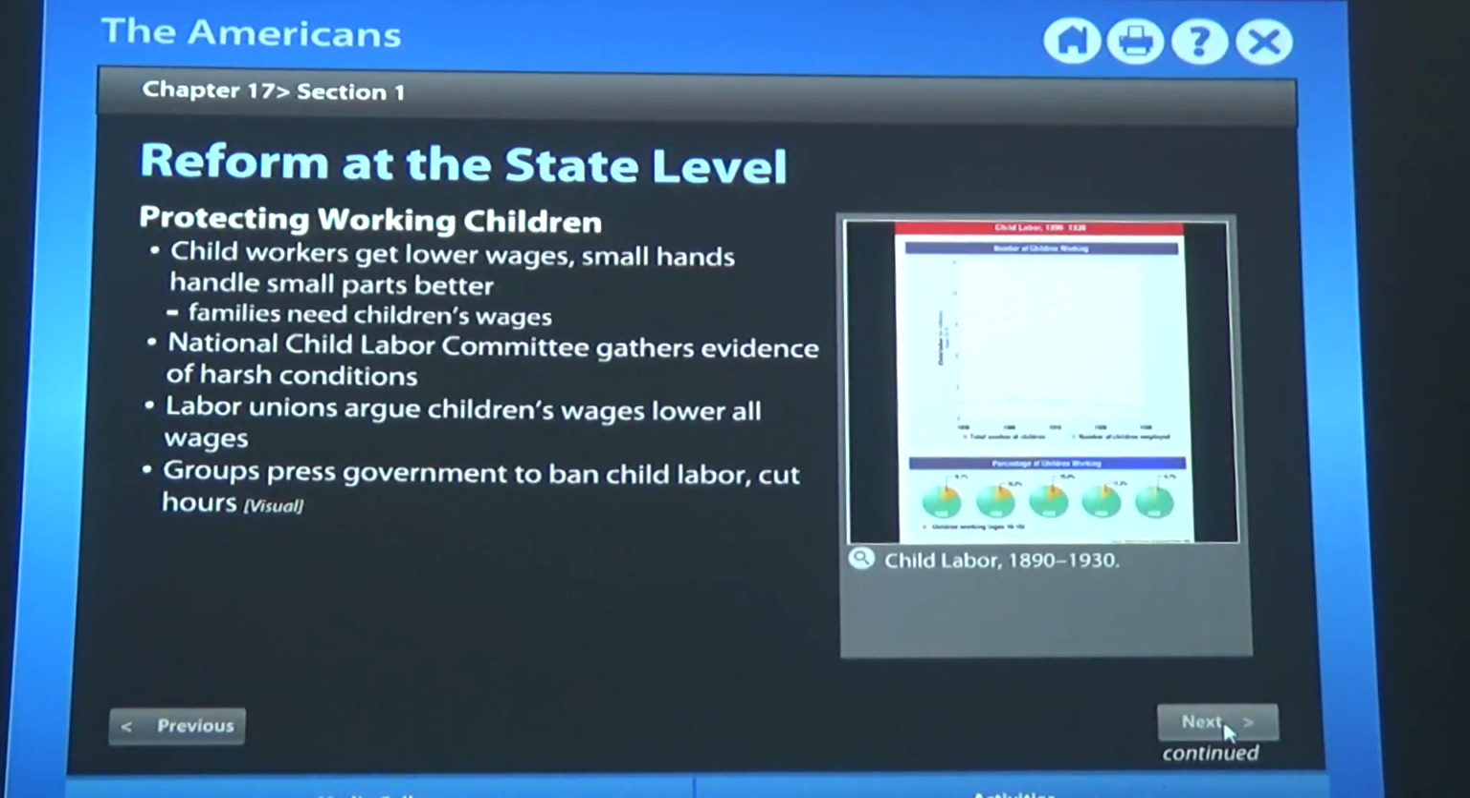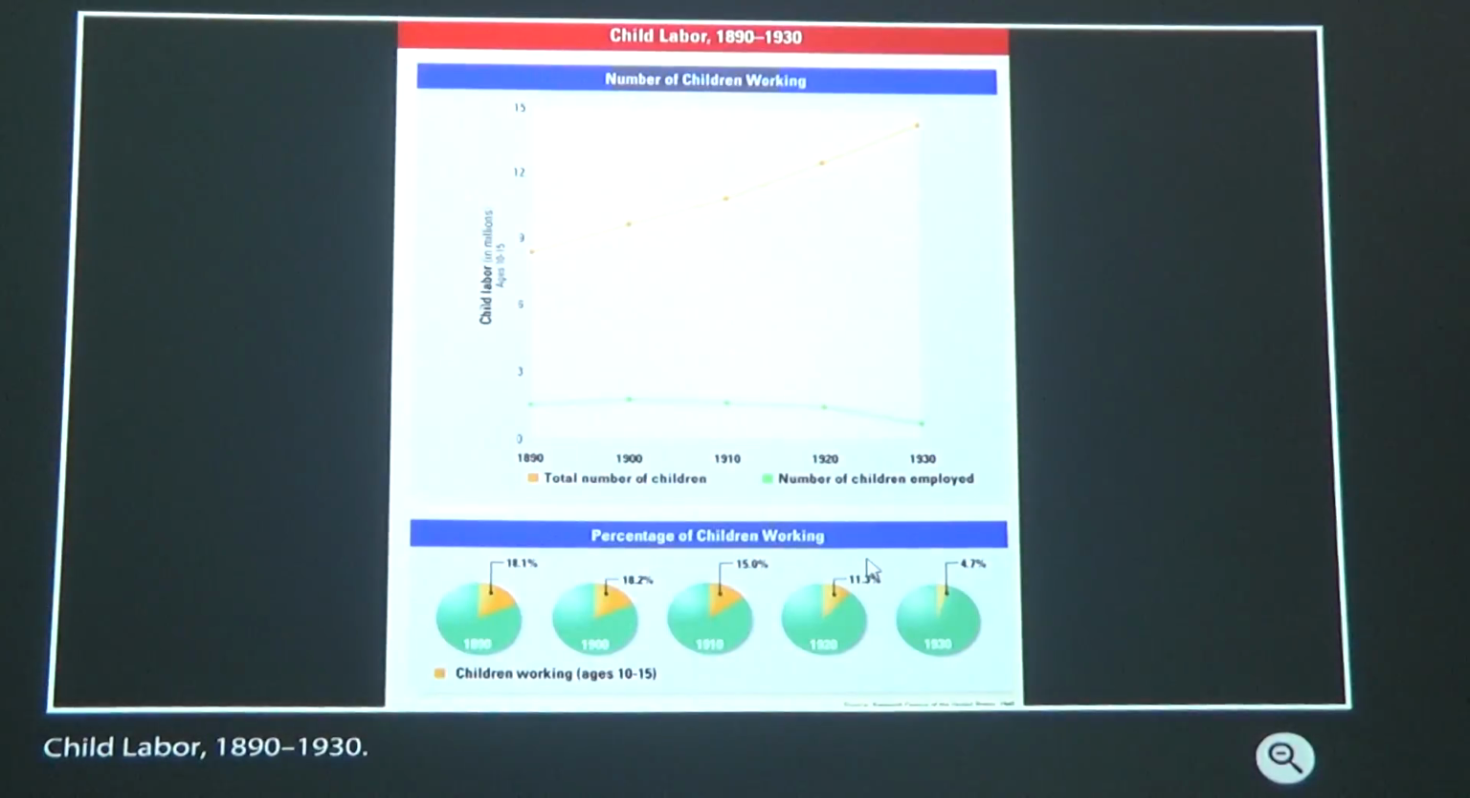Again, protecting working children. Businesses liked hiring kids because, with some of the machines they worked with, their small hands could get things out pretty easily, and they were less likely to unionize, so that was beneficial for the business owner. However, many people thought it was too young for kids to be working. An example of this is child labor laws being put into place.